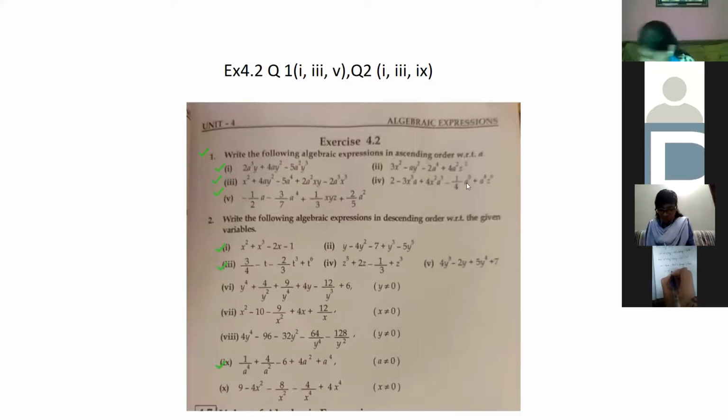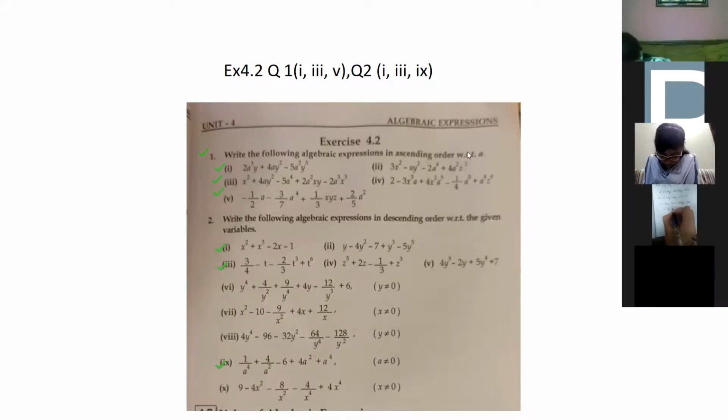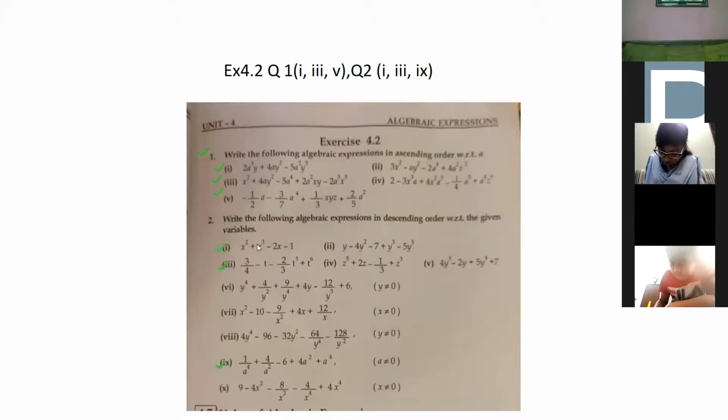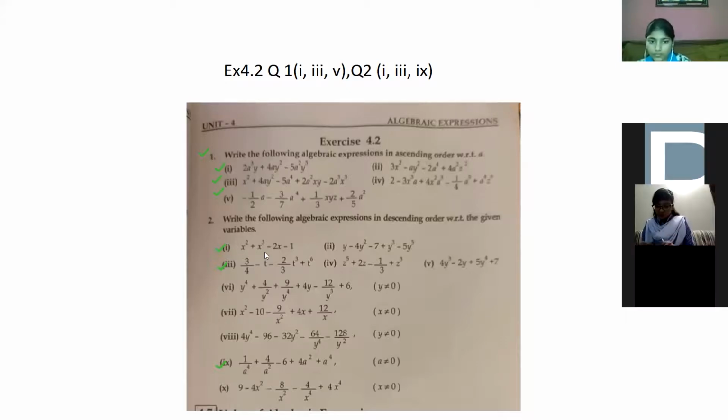Now, the first turn is of Amna. Okay, Amna Maqsood bete, unmute yourself and give me the answer. Yes, Amna. Question number 2, bit 1. x cube plus x square minus 2x minus 1. Very good, Amna. This is called the descending order. Very good. Now, next one is here, Ali.